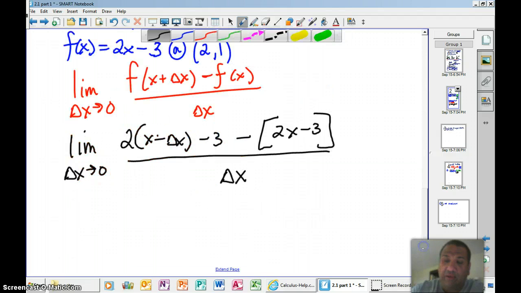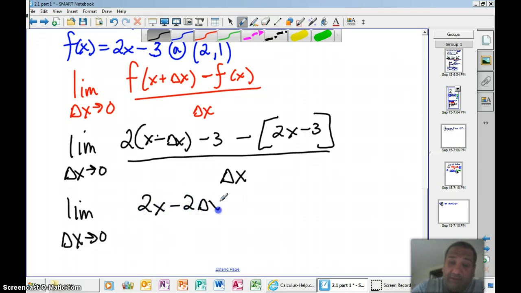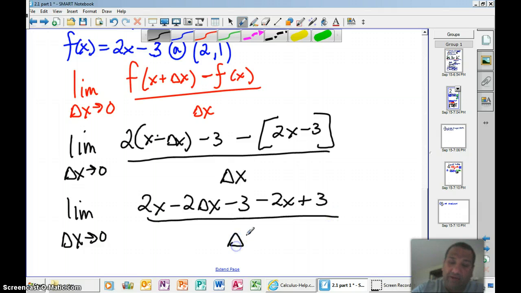Now I'd like to do a little algebra here. I'd like to say the limit as delta x goes to 0. Right now I haven't done the limit yet, so we carry the limit all the way through. And we're going to get 2x plus 2 delta x minus 3 minus 2x plus 3, because all those signs will change, and then all over delta x. Well, something interesting should happen. The 2x's go out, the 3's go out.